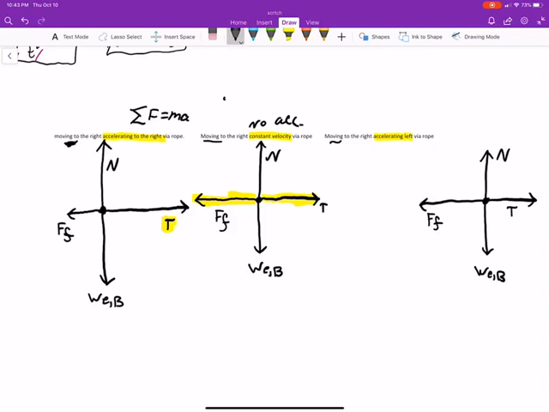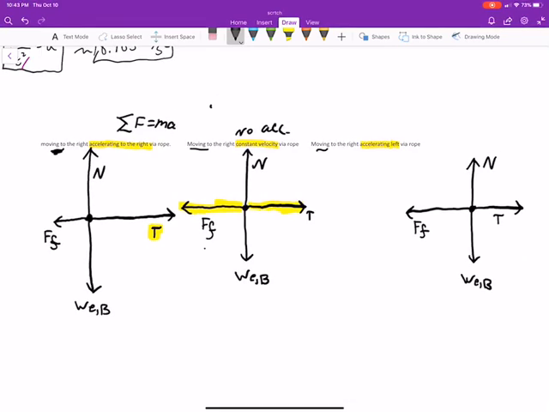When you're moving at a constant velocity, and this is one of the big ideas in Physics 1, it's not why an object's moving, it's why an object's motion is changing. This one doesn't have it. It has a constant velocity. So we would make both arrows the same, the friction and the tension.